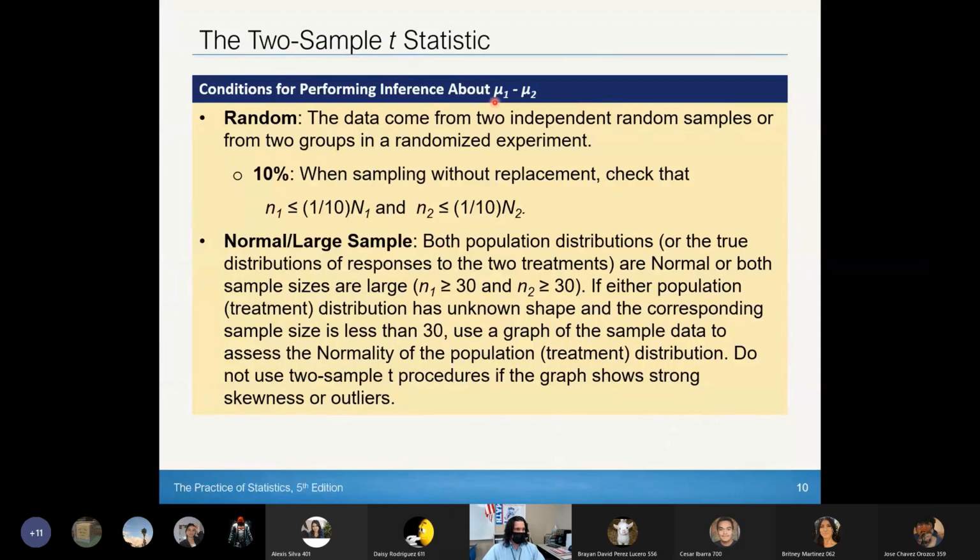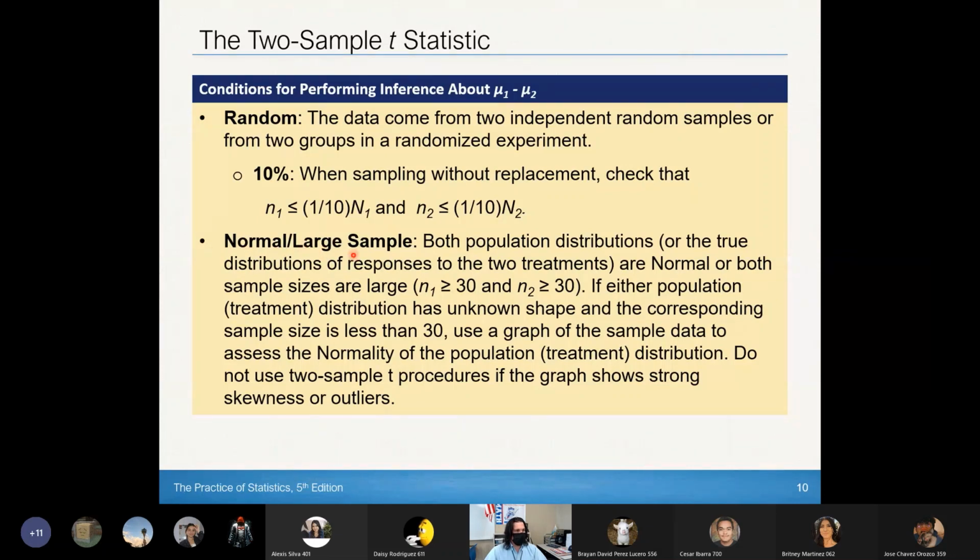And then we have our conditions for performing inference about mu1 minus mu2. These are the conditions that will be used when constructing a confidence interval or performing a significance test. It's the same three conditions. We have random: the data come from two independent random samples or from two groups in a randomized experiment. 10%: when sampling without replacement, check that the sample size from population 1 is less than 10% of population 1 and the sample size from population 2 is less than 10% of population 2.